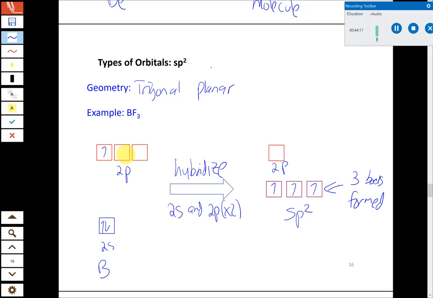But basically what we want to get together is that we're mixing together atomic orbitals to make new hybrid orbitals that are then going to be responsible for forming the bonds with the outer atoms.